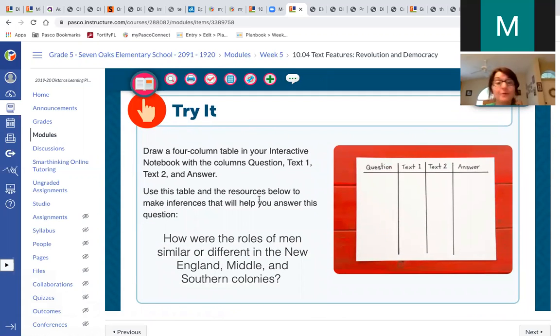They're going to show you an example here in the try it. Just read through it. You don't have to actually draw it out, but I do need you to pay close attention because it's going to give you a question. And this question is, how were the roles of men similar or different in the New England, Middle, and Southern colonies? So that's the question. And then you have a text 1 and text 2 to refer to, and then answer the question.